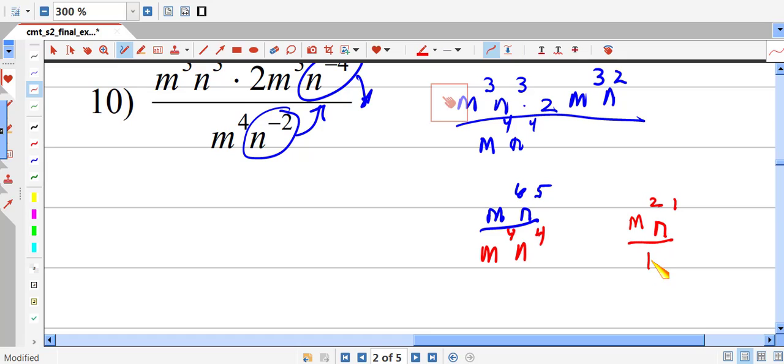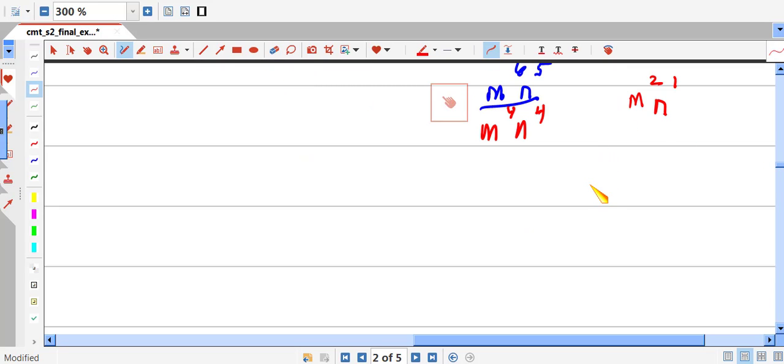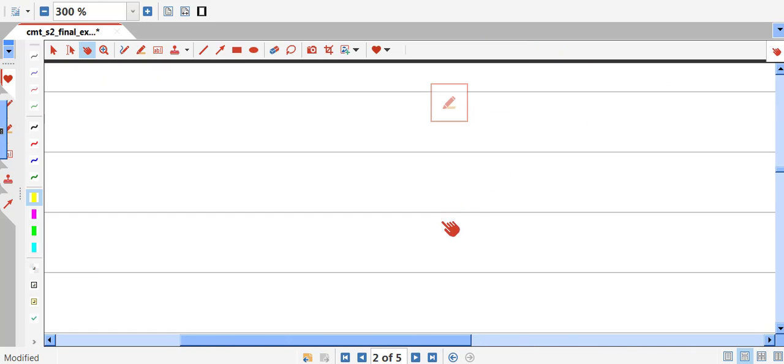Now, if nothing's left in the denominator, you can either write it, thinking of it as division by 1, or since dividing by 1 does absolutely nothing, you can just get rid of it altogether. And also, if you have n to the first power, that's the same thing as just n. So that would be my solution.